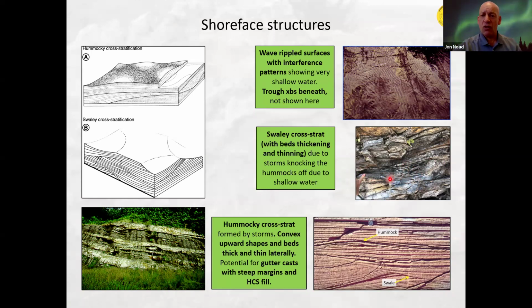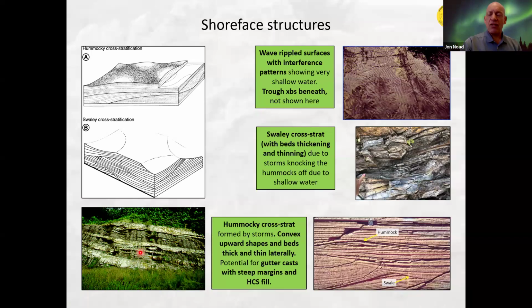So those are called swaly cross stratification. And then you go up into the upper shore face with these trough cross beds, longshore drift, and you'll see these lovely wave ripple surfaces on the top of each of those sandstone beds. And then the other thing you might see in the more distal deposits, the storm deposits, is that you might see these gutter casts as well.